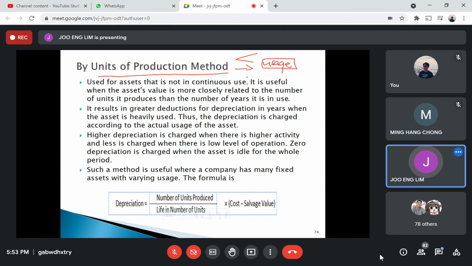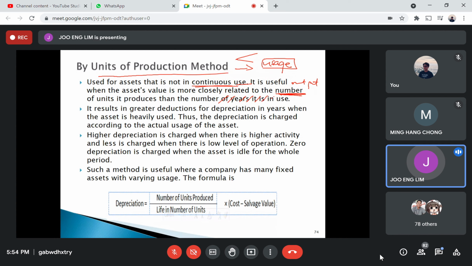especially for an asset whose output can be counted. So use it for an asset that is not in continuous use. Example, your machine: you can say my machine is used for one shift, two shifts, or three shifts. Can you see? When your asset is not in continuous use, it is useful that the asset value is more closely related to the output. If your output can be counted, then we can actually use this rather than looking at the year.